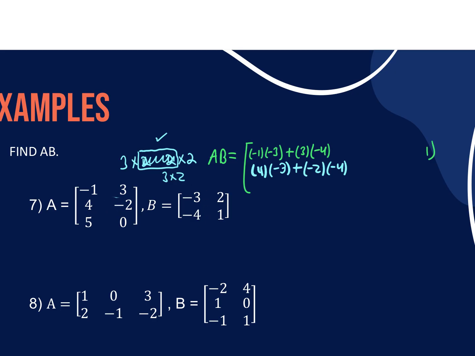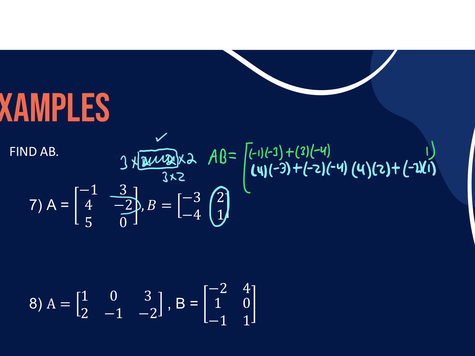Again, let me erase this. And now let's keep going. It's going to be the second row and the second column. So let's continue the pattern. It's going to be the first times the first plus the second times the second. So let me write that out. This is going to be 4 times 2 plus -2 times 1. All right, and that's it for our second row.